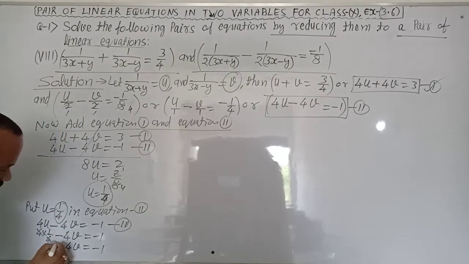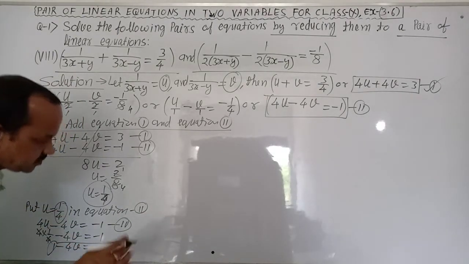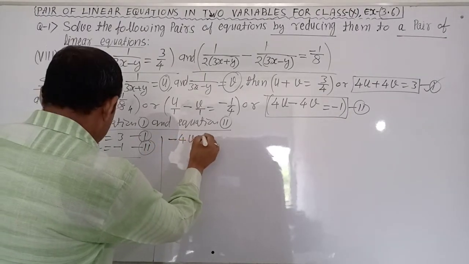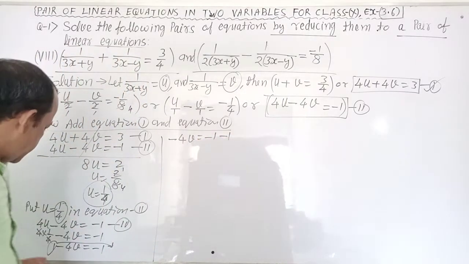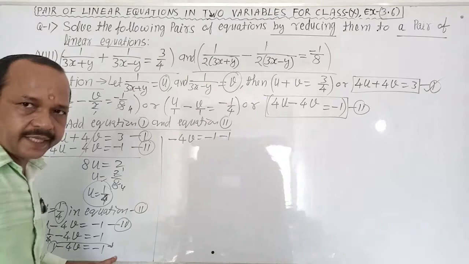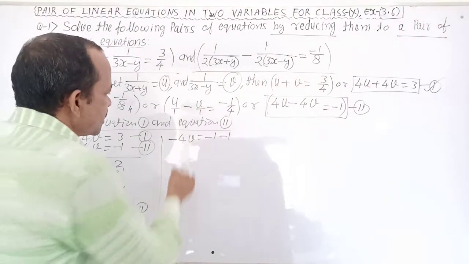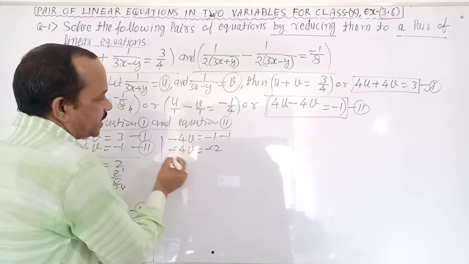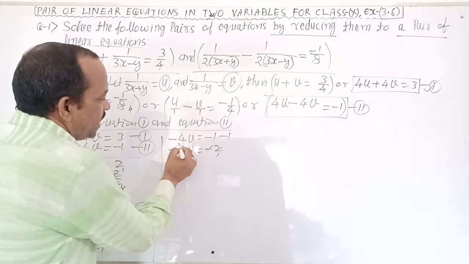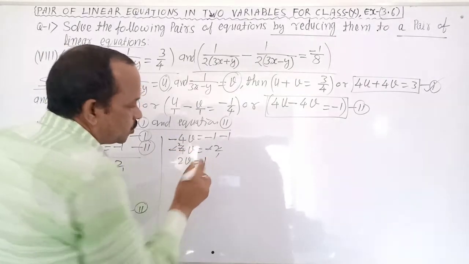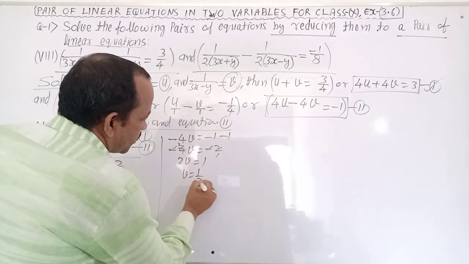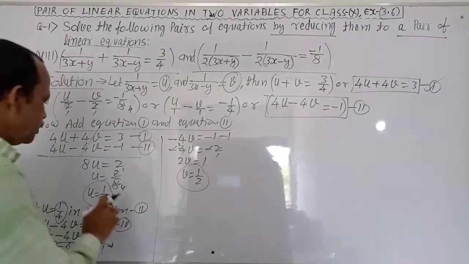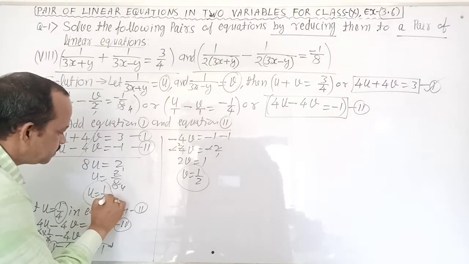Here 1, you write it on right side. Clear? It becomes minus 4v equal to minus 1 minus 1. Here plus 1, when you write it on right side, then it becomes minus 1. Clear? Minus 4v equal to minus 2. You cut minus and minus. 2 1 ja 2, 2 2 ja 4. 2v equal to 1. v equal to 1 by 2. You find v equal to 1 by 2 and u equal to 1 by 4. Clear?